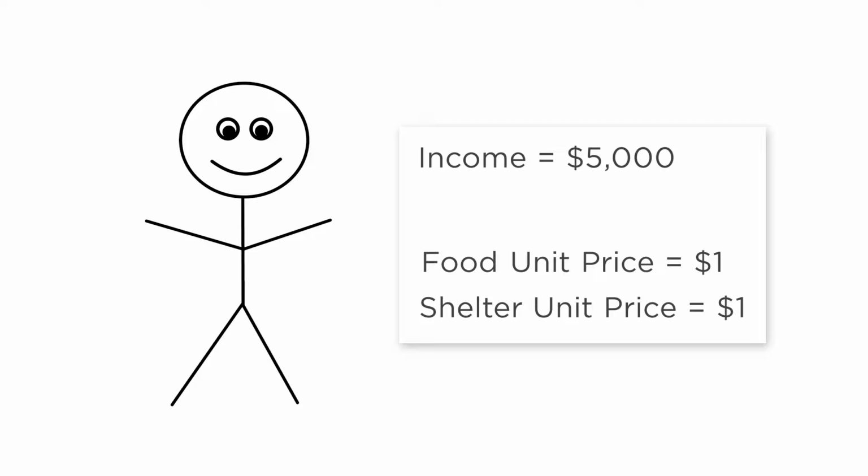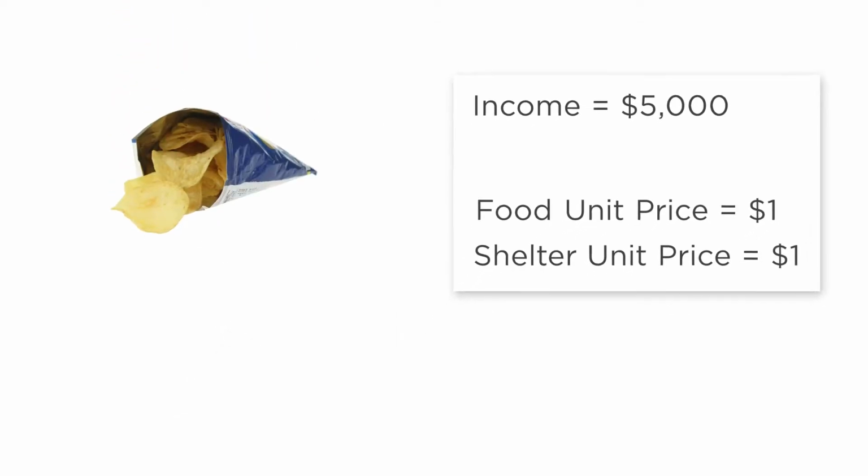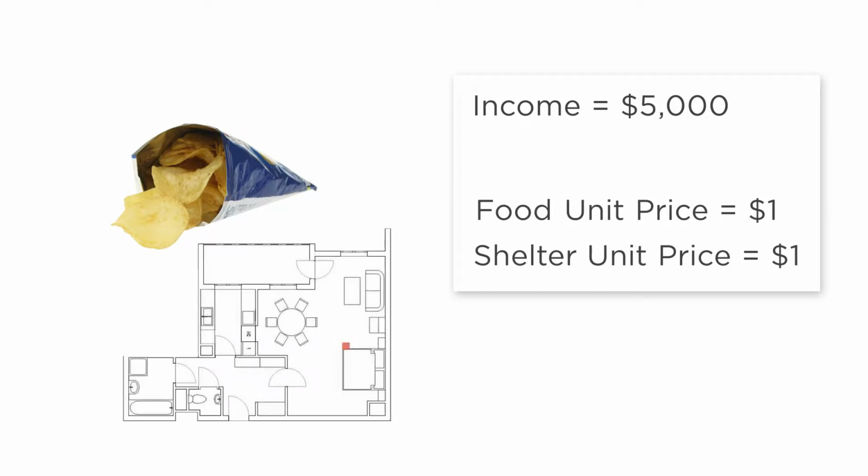Note that this is a trick we'll often use to make examples easier. By setting prices to $1, total spending is the same as total units. And you can always just define units in a way that the price of a unit is $1. So we could say, for example, that we're comparing food in terms of bags of chips to housing in terms of rent per square inch of an apartment.